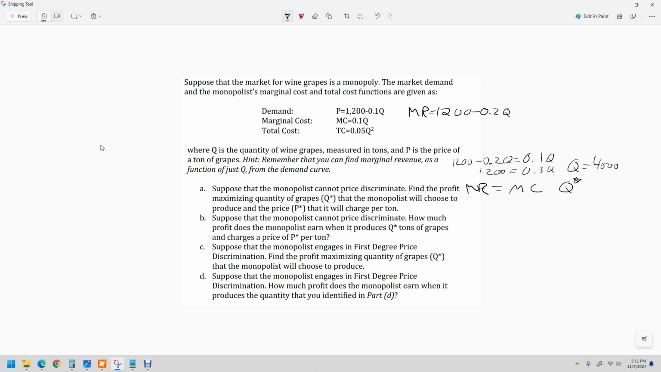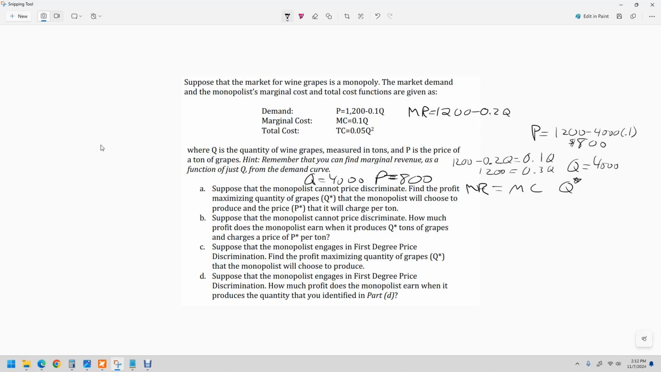Then what you do next is plug Q star back into your demand function, and that's going to give you the price. It's like we're marking up the price. So price then would be 1200 minus 4,000 times 0.1. So that would be 800. We solve for that. So the answer there, quantity, and we're calling it Q star, excellent, is 4,000 and price is 800.